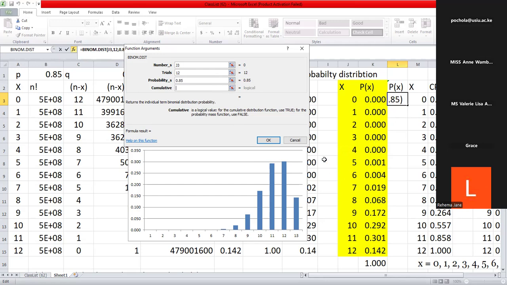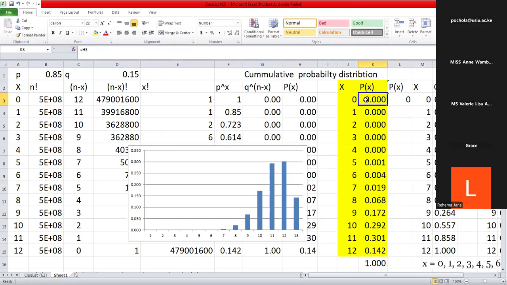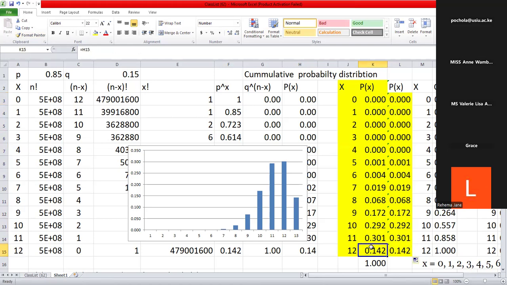So I want the actual probability, I don't want the cumulative. So I type false here. Then I click OK. So I've gotten my first value. It is here. It is 0. You can do it to 2 decimal places, 3 decimal places. Then I copy this everywhere. And you can see this is the same as that.